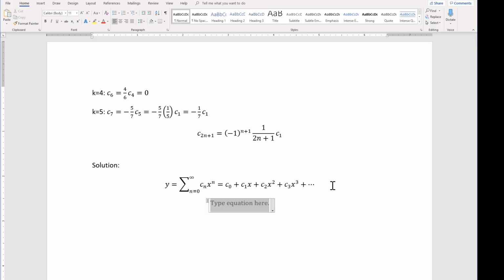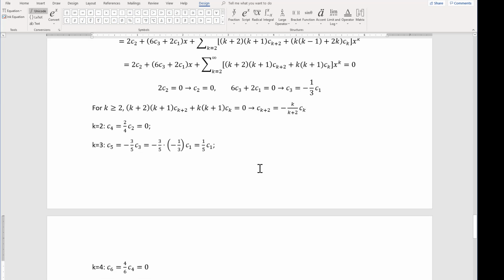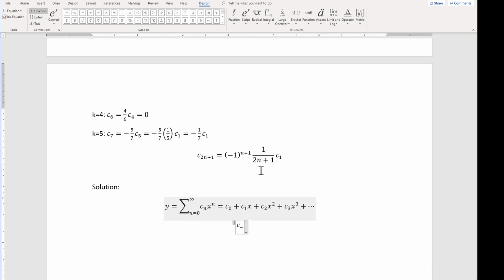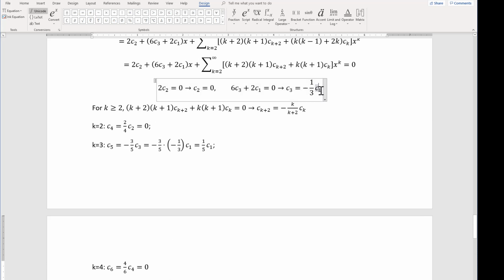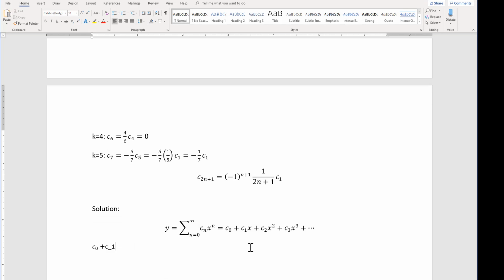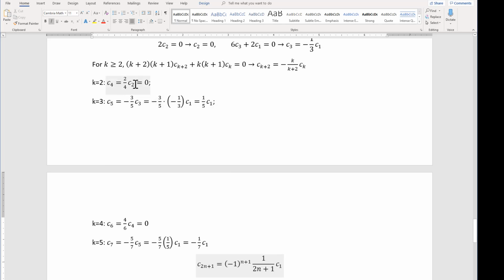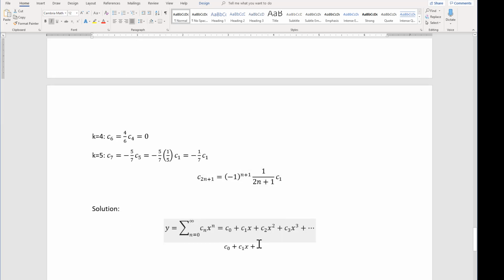So what do we have? C sub 0, we didn't really find a value for c sub 0 if you remember, so c sub 0 is just that arbitrary constant that we should expect. Plus, what was c sub 1? Did we find a value for c sub 1? We didn't find a value for c sub 1 either, so just say c sub 1 times x. Alright, what's c sub 2? C sub 2 turned out to be 0, so here we have another 0 times x squared.